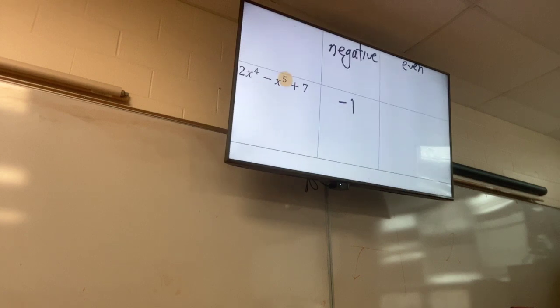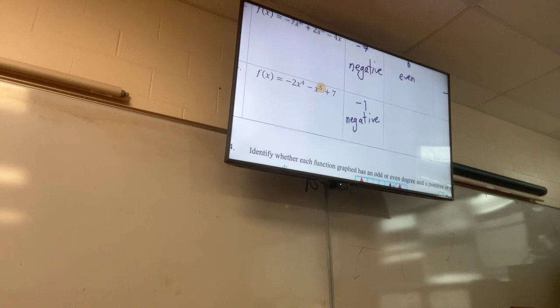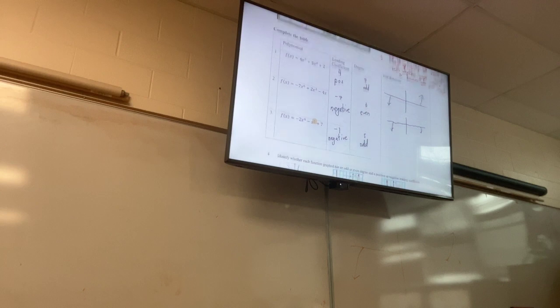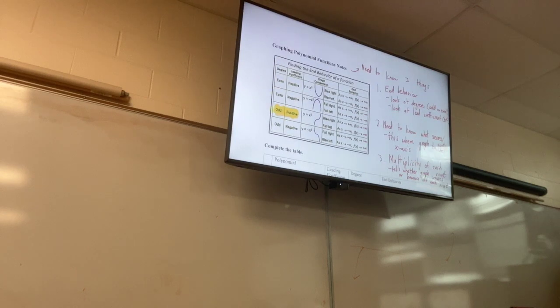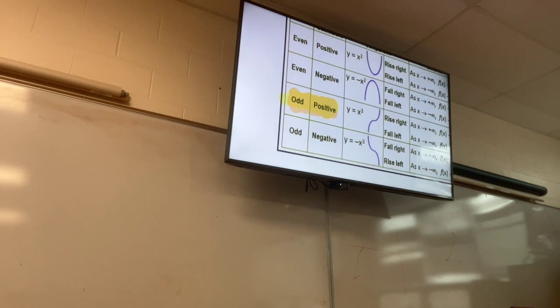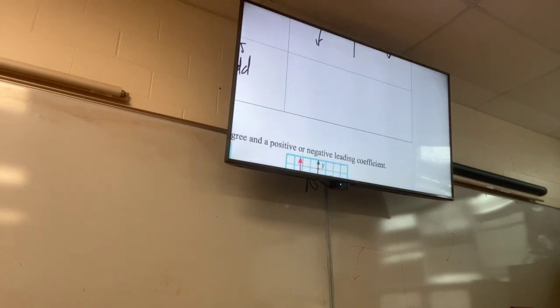So negative 1 is a negative number, okay? And then the degree is 5. Is 5 odd or even? Thank you. Odd. Negative, odd. Odd, negative. What's my end behavior? Fall right, rise left. Okay, so on the right, we're going to go down. On the left, we're going to go up. Okay?